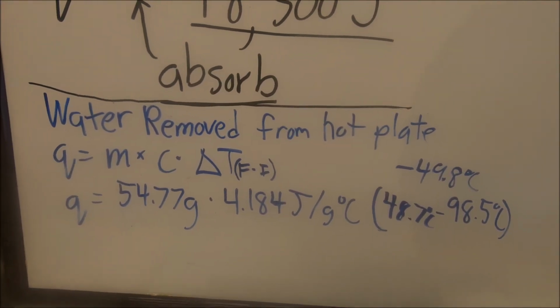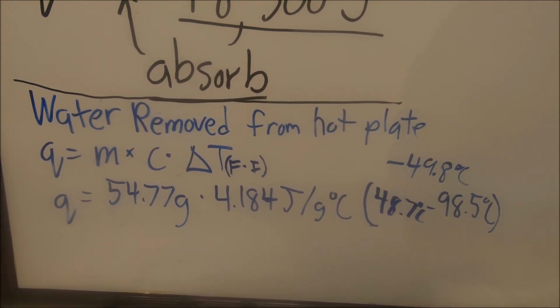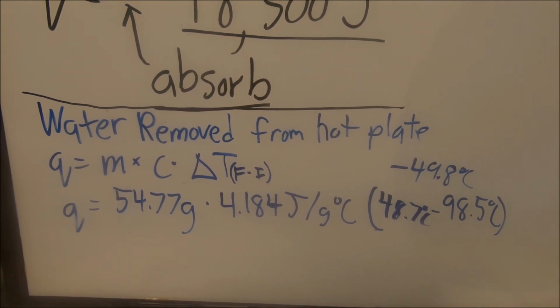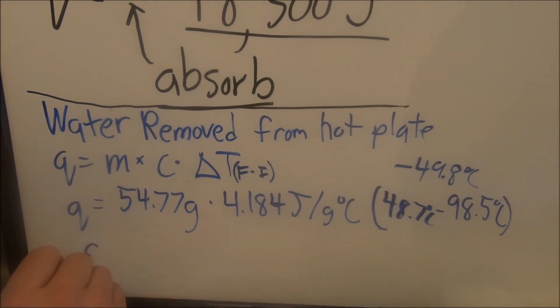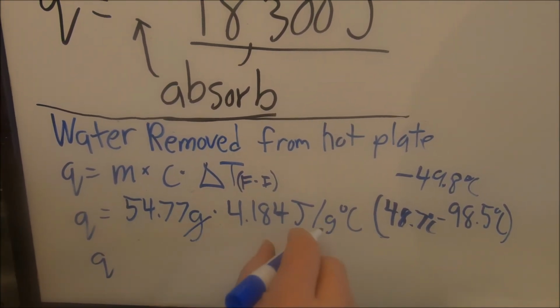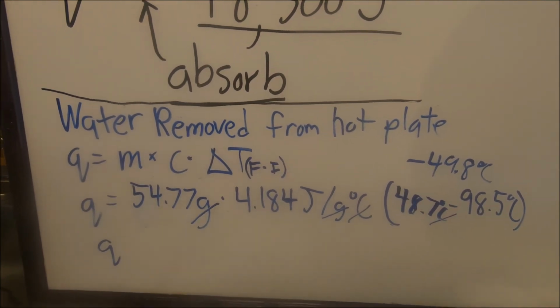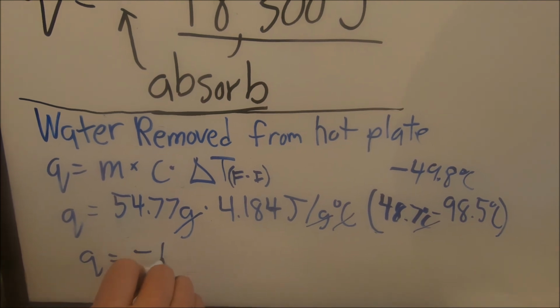that 54.77 grams times that 4.184 joules per gram degrees Celsius multiplied by that negative 49.8 is now going to come up with our answer Q. Grams cancel grams, degrees Celsius cancels degrees Celsius, and we are left with a negative value.